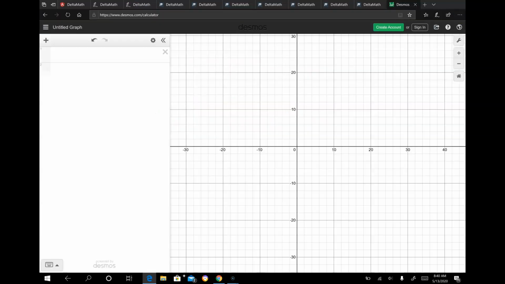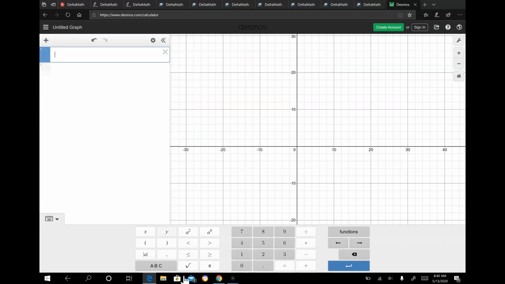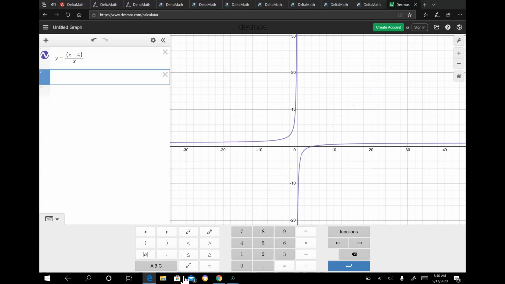Okay? So, left-hand side, line 1, y equals parentheses. Remember, when you have two terms on top, you have to use your parentheses. So it's x minus 4 divided by x. Line 2, y equals 6 divided by x plus 4.